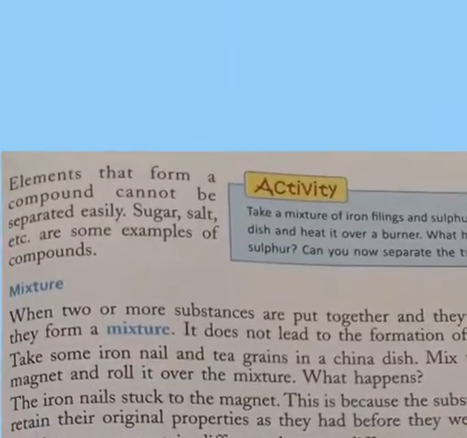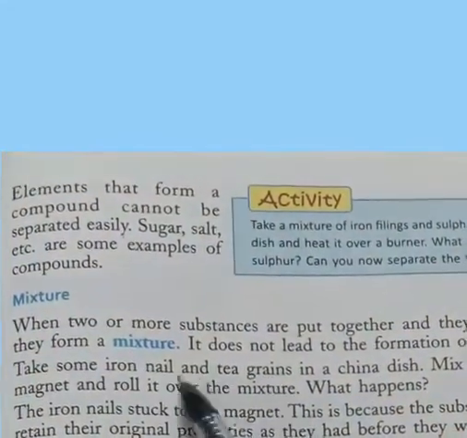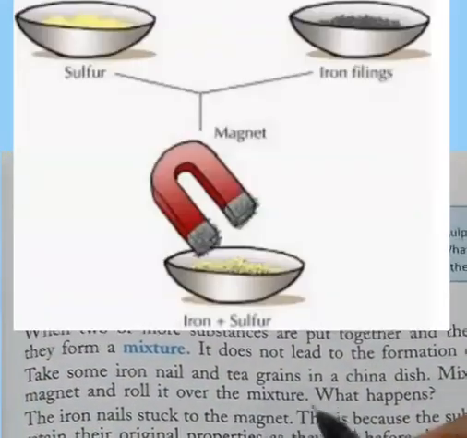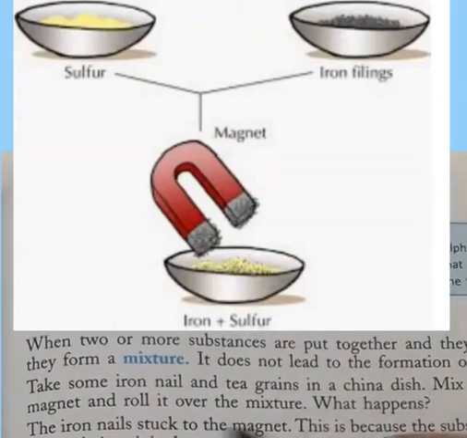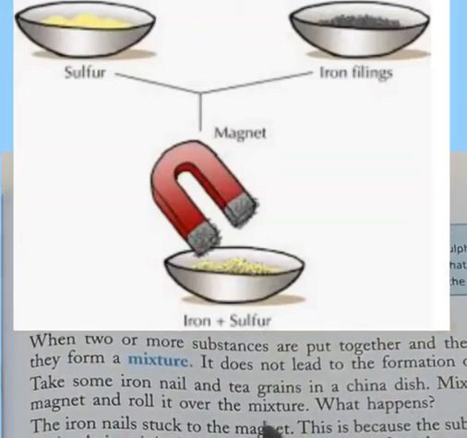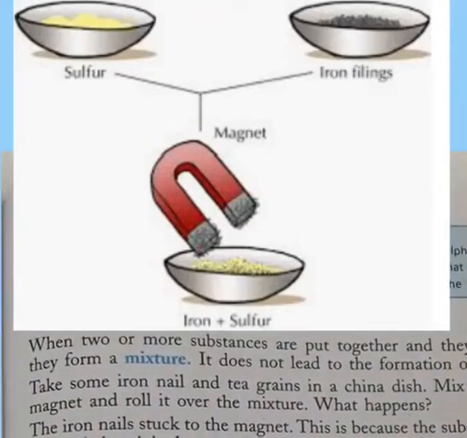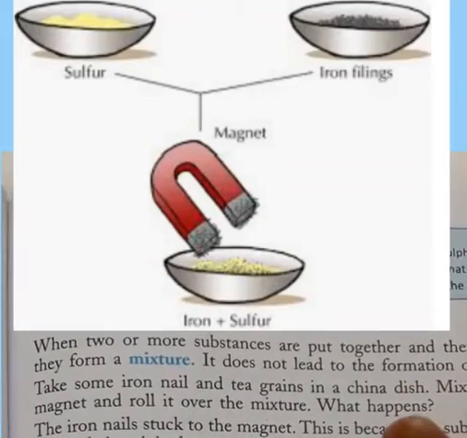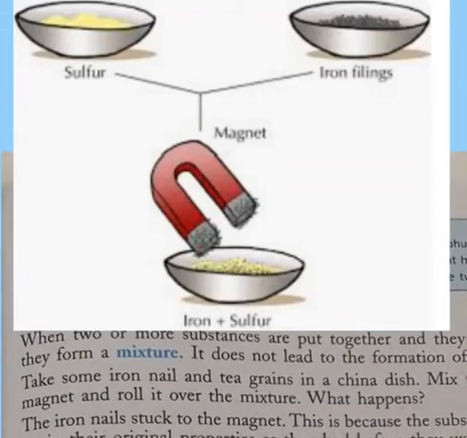Now students, tell me, can we separate that mixture of iron nails and tea grains? क्या हम उन दोनों के mixture को separate कर सकते हैं? Yes, we can separate them by using a magnet. And if we roll that magnet over that mixture, what will happen? The iron nail will get stuck to the magnet. जो कील होगा वो magnet के साथ चिपक जाएगा and the tea grain will be easily separated from that mixture.